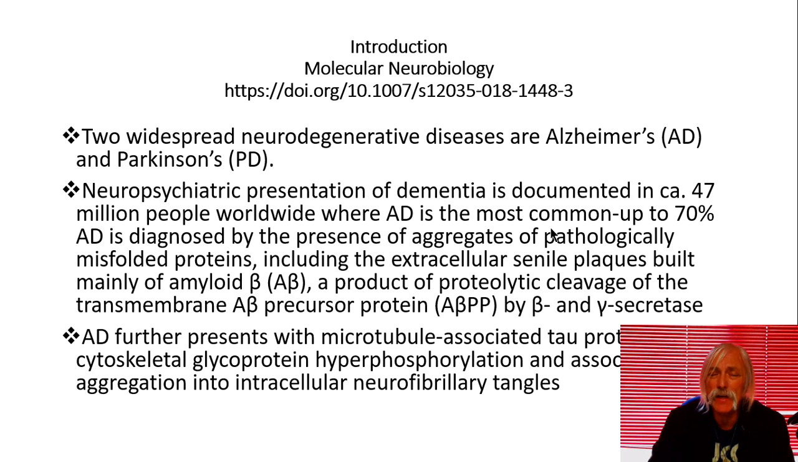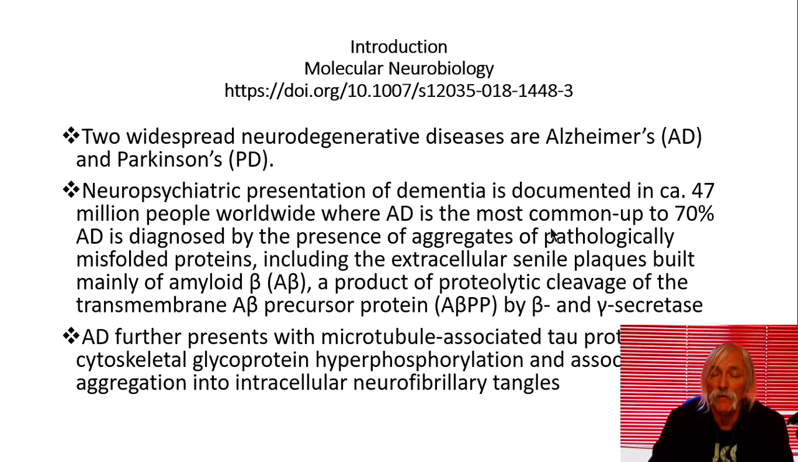There's about 70% of the Alzheimer's disease that's actually diagnosed because of the presence of aggregates of pathologically misfolded proteins. Now we have a misfolded protein that causes a pathology. We call that proteinopathy. Okay, so I'll be bringing that up again and again just so you know what that means.